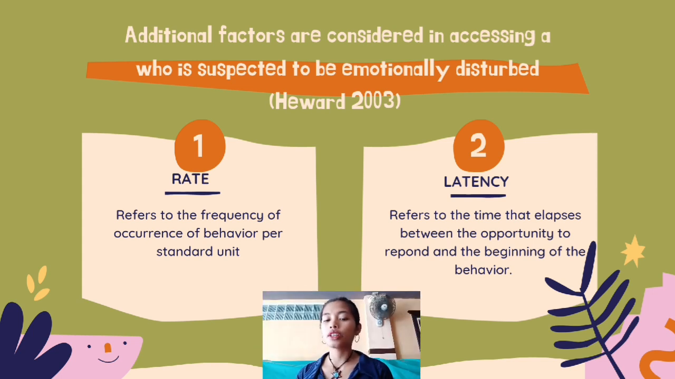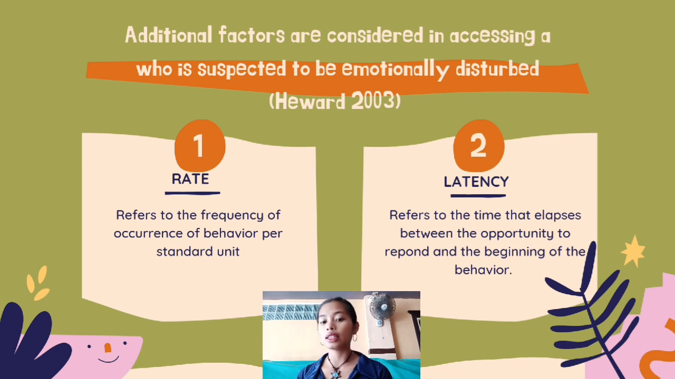The last additional factor to be considered is latency. It refers to the time that elapses between the opportunity to respond and the beginning of the behavior. The latency of the child's behavior may be long, that is, upon prodding of the teacher, he or she withholds an inappropriate behavior, thinks about appropriate behavior suggested by the teacher, and complies with the teacher's request, all within a span of time, usually a few minutes.